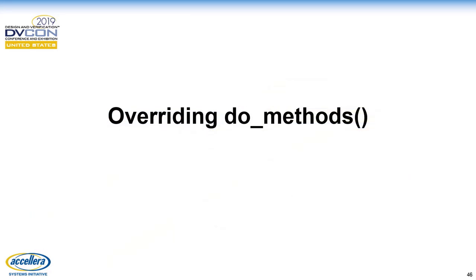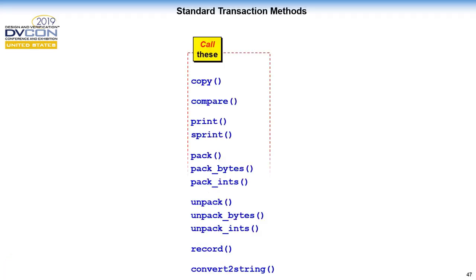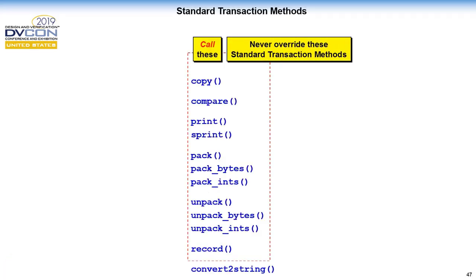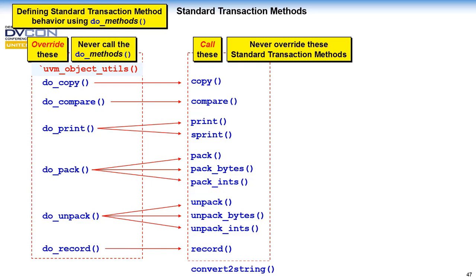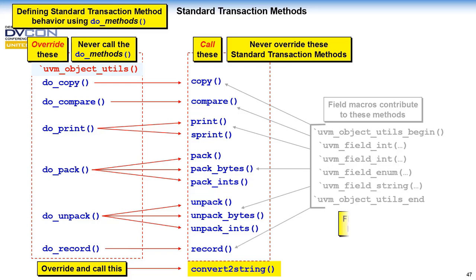Overriding the do methods, then. When it comes to the do methods, again, those are the methods that we call. You never override them. For the do methods, we use UVM object utils, and this is what you override. You override the do copy, do compare, do print, all of these different do type methods. And you never call the do methods yourself. You will override and call convert to string, because the built-in convert to string just returns an empty string. Later, we'll talk about the field macros and how those are used.